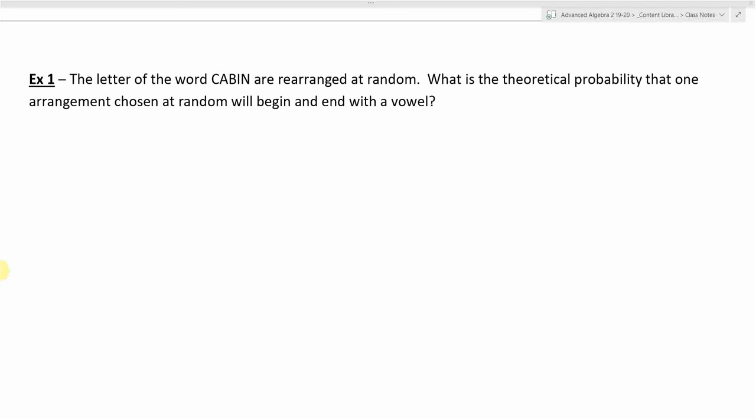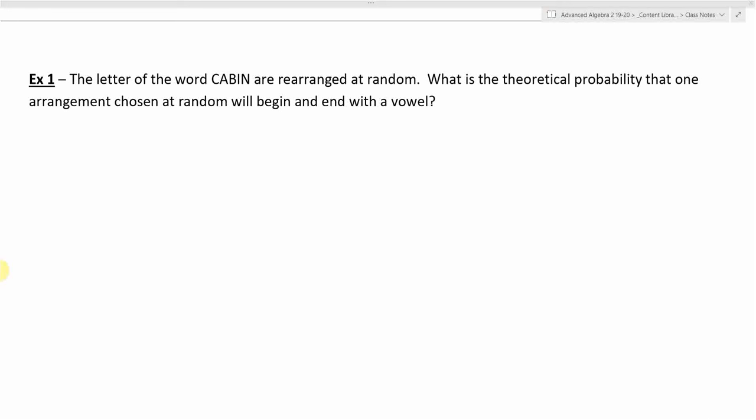Let's look at another example. The letters of the word cabin are rearranged at random. What is the theoretical probability that one arrangement chosen at random will begin and end with a vowel? Well, all right, we want to think about this.